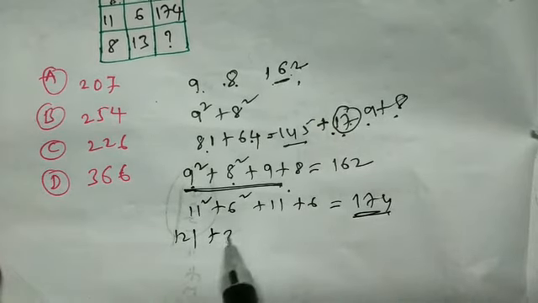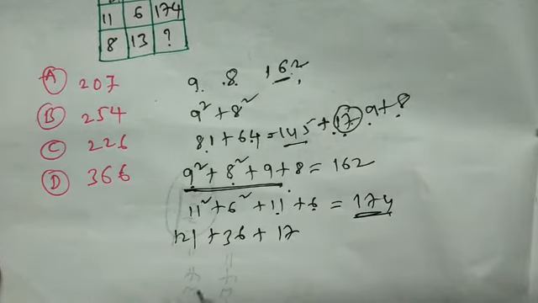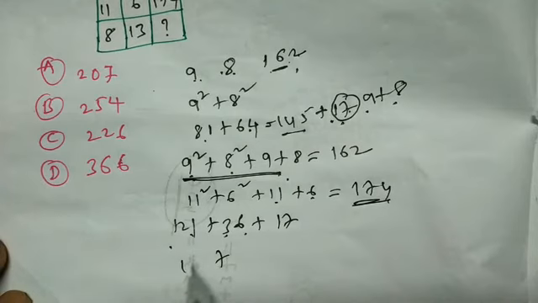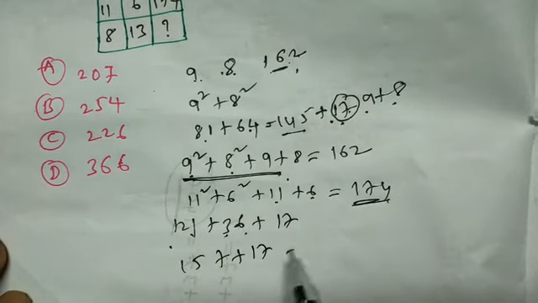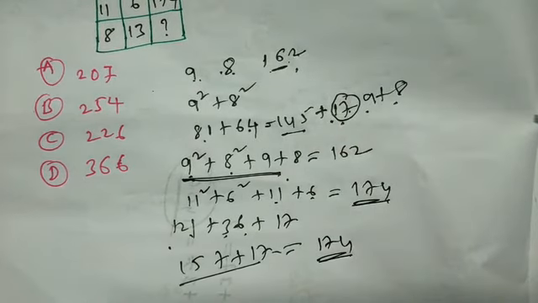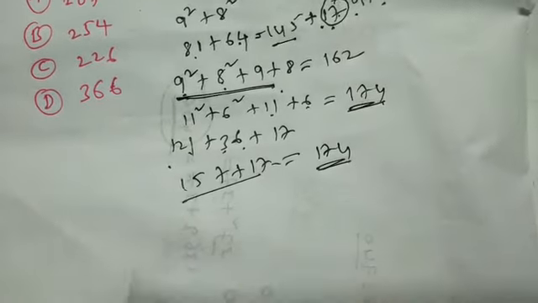Let me see here. 11 square is 121. 6 square is 36. 11 plus 6 is 17. If you add 121 and 36, it is 157. 157 plus 17 is how much? Yes, we are getting 174. It's correct. Our assumption is correct.